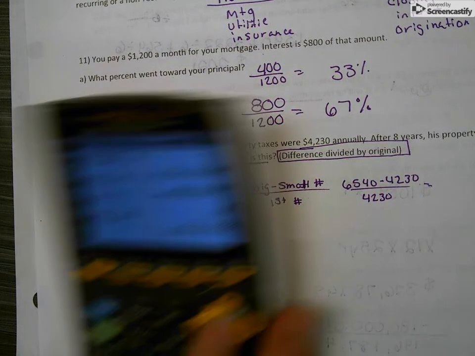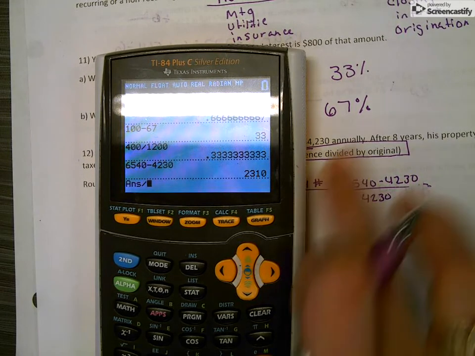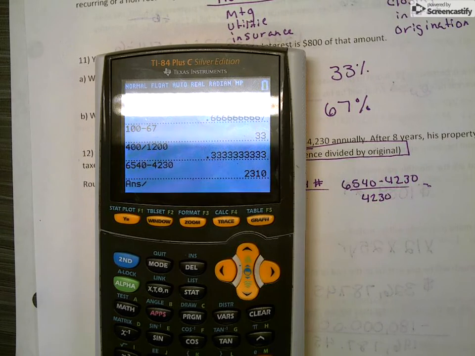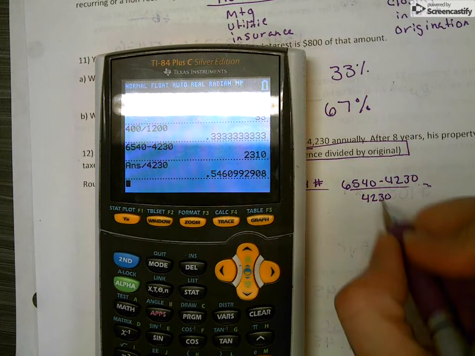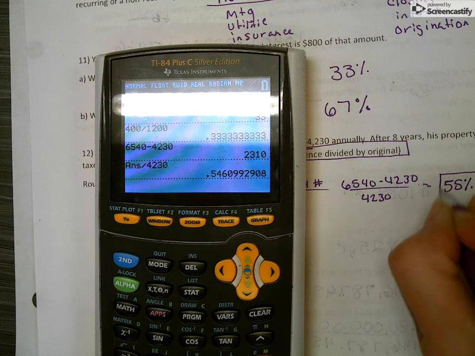The trick with this is that you do the top, hit enter before you divide it by the bottom. So please don't put the whole thing in there unless you start with the alpha y equals. And we're looking at, I would say 55%.